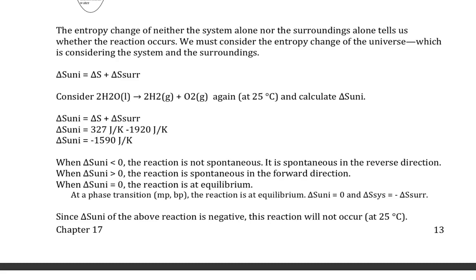At a phase change, a phase transition, like when something melts or something boils, the reaction is at equilibrium. Delta S of the universe for that is 0. That comes out to delta S of the system is equal to minus delta S of the surroundings. We have to use that if we have a process occurring that's a phase transition, like melting or boiling, and let's say that we're after delta S of the surroundings. Delta S of the universe is 0, so if we can calculate delta S of the system, we can change the sign and get delta S of the surroundings.